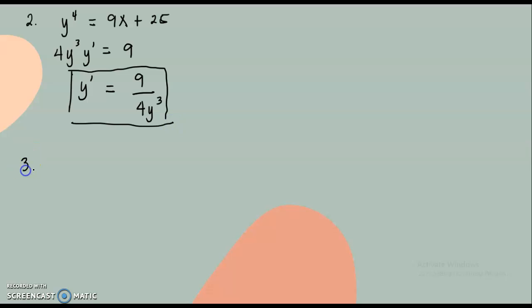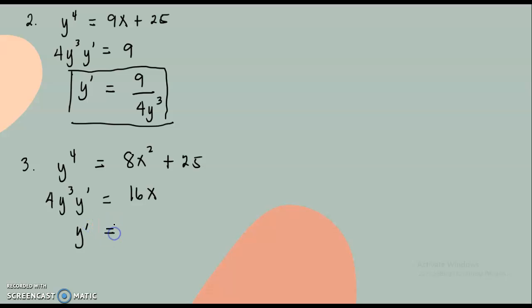Okay, another example. y to the fourth is equal to 8x squared plus 25. Okay, therefore, this one is 4y cubed y prime is equal to 16x, where y prime is equal to 16x over 4y cubed. Or y prime is equal to 16 over 4, that is 4x over y cubed. And this one is the final answer.